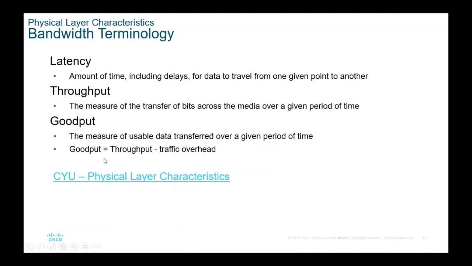Okay? Throughput. Throughput is a measure of the transfer of bits across a media in a given period. How much data can you get through a medium? Okay? Good put. That's not really a good term, but it's a good put. A good put is a measure of usable data transferred over a given period. Good put is throughput minus the traffic overheads.